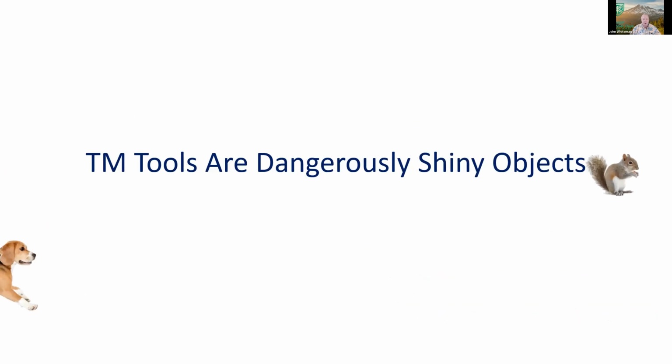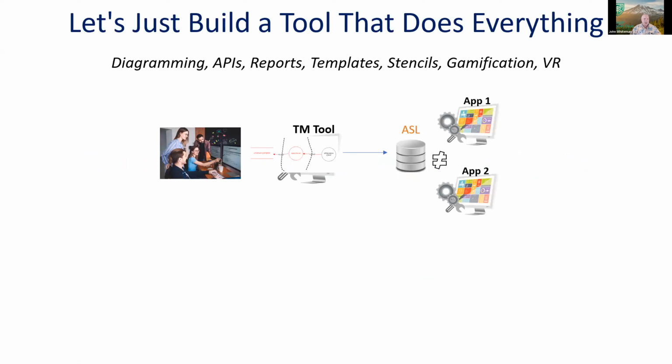Threat modeling tools are dangerously shiny objects. This is the biggest mistake I think people make, and we did it too. And this was about, I'd say, the second year where we started talking about this. We said, hey, that's great with Draw.io and PowerPoint and all of that. Why don't we just build a tool that does everything, not just complementary?